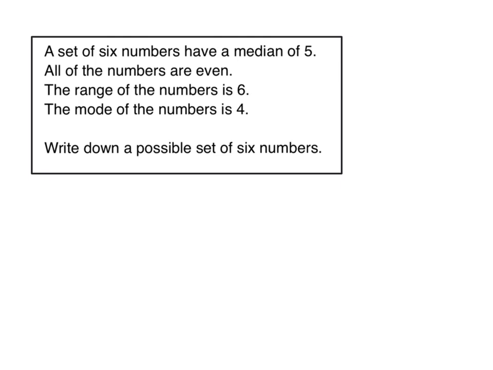A set of 6 numbers have a median of 5. All of the numbers are even. The range of the numbers is 6. The mode of the numbers is 4. Write down a possible set of 6 numbers.